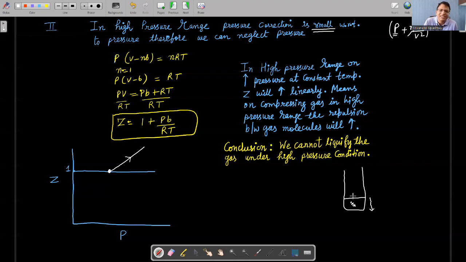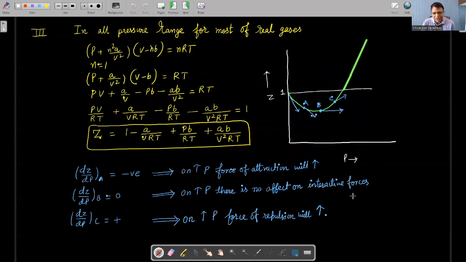So this graph is telling that we should not liquefy the gas when repulsive forces are there in the gas, and in high pressure range repulsive forces are there. So we should not liquefy the gas in high pressure range, right? So we have discussed low pressure range, we have discussed high pressure range. What about all the range of pressure? What will happen in the moderate pressure range? That is what we have to discuss.